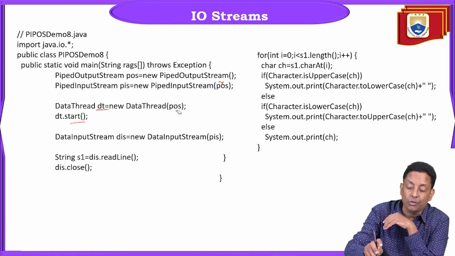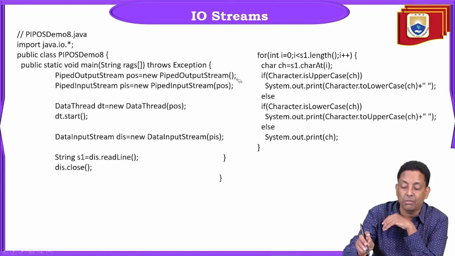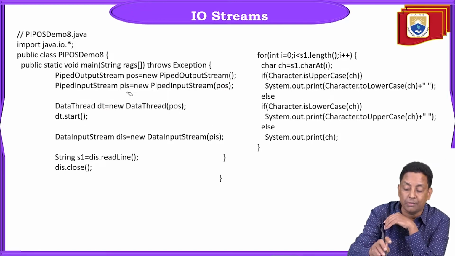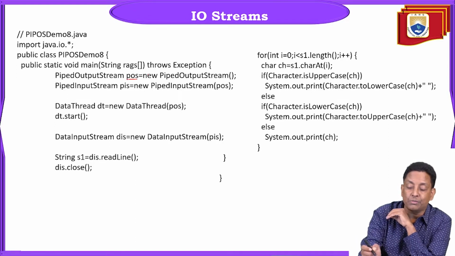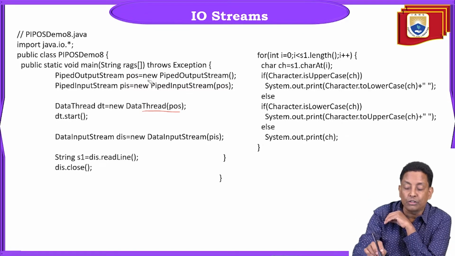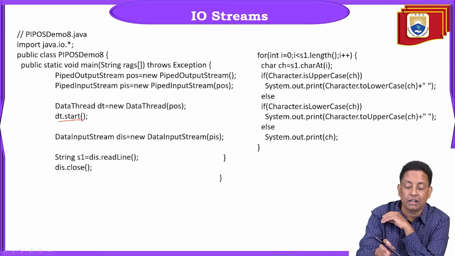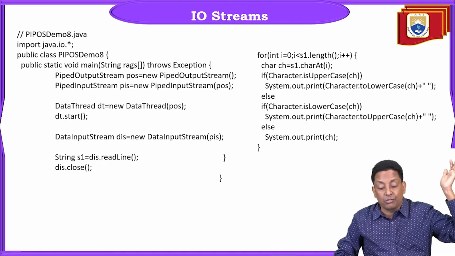Here we created one piped output stream object. The piped output stream object is given to piped input stream, but here we are not performing any operations on the piped input stream. What we are doing is giving this piped output stream object as argument to a data thread, which is one of our own user defined threads. We started the thread process, and from here, the piped output stream will start writing the data via one thread.